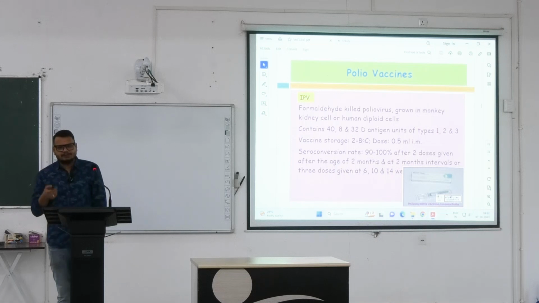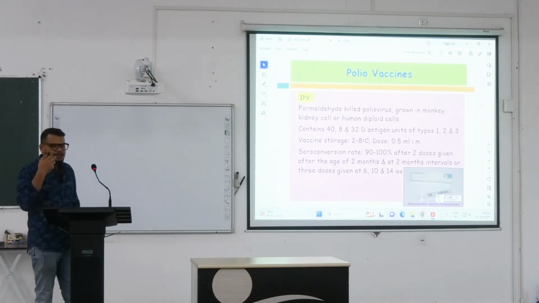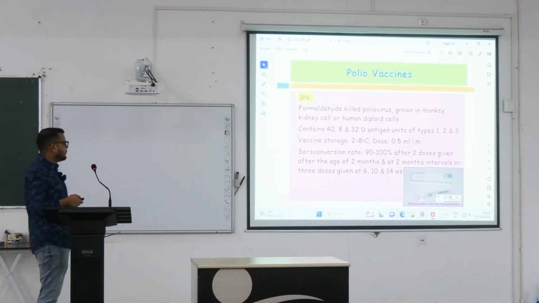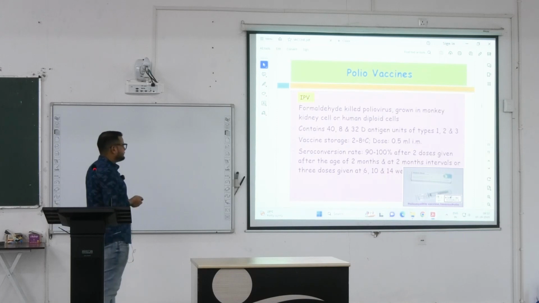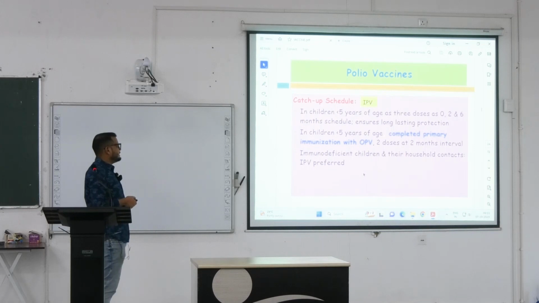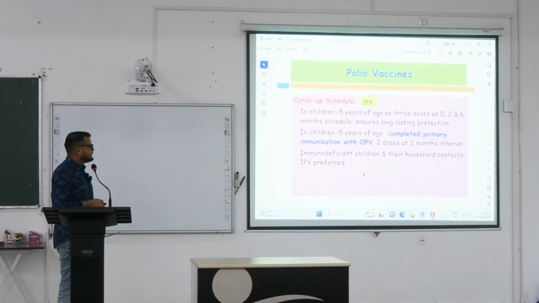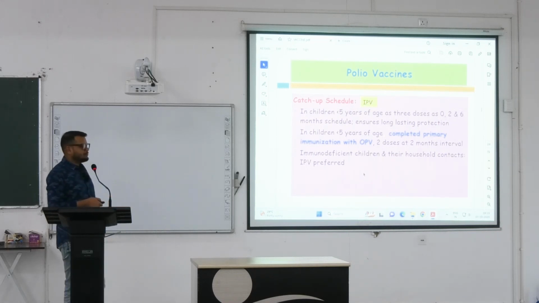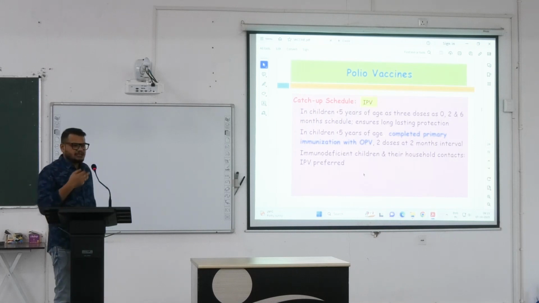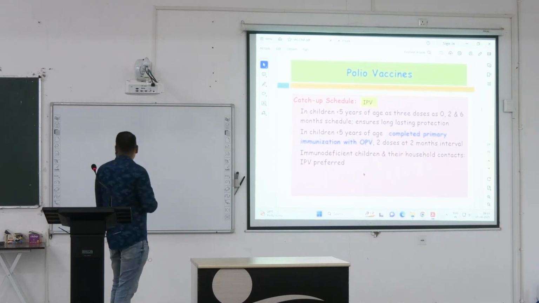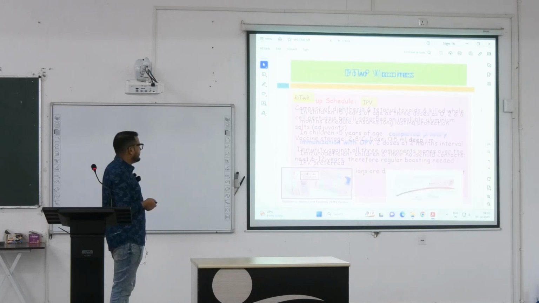Injectable polio vaccine is better than oral, but generally oral is more convenient, and we know our oral polio vaccine program by the Government of India. So we prefer the oral one. So what is the dose? In children less than 5 years of age, there are 3 doses, a 0 to 6 months schedule, which ensures long lasting protection. So if you see the national immunization schedule I told you yesterday, as per that, it is the 0 to 6 months schedule for children less than 5 years of age, injectable polio vaccine.